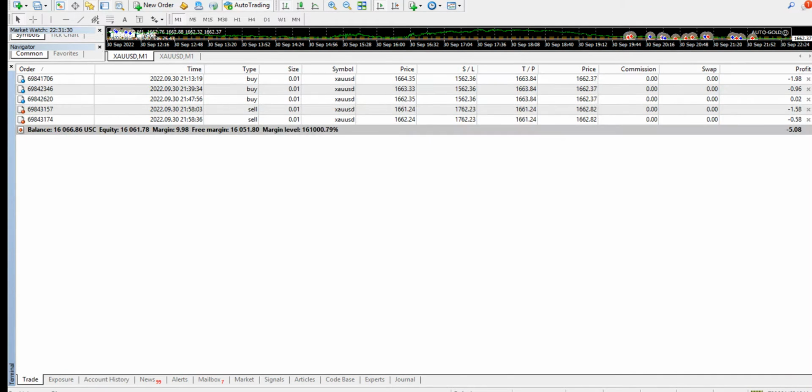Okay, let me go to these open trades. As I mentioned, if you can see, there are 3 buy trades and 2 sell trades together. So it used to manage both buy and sell as per the direction.